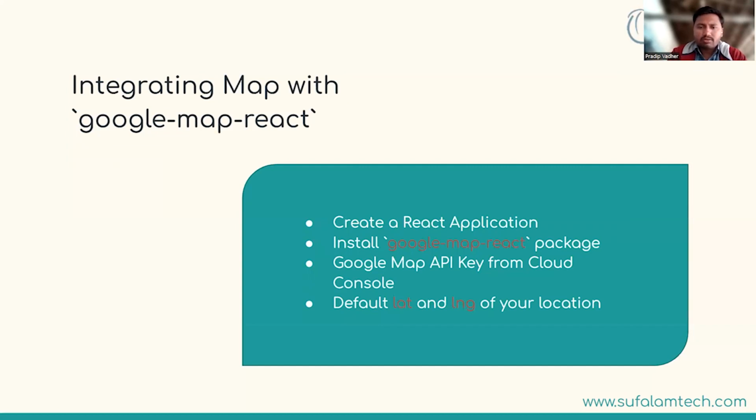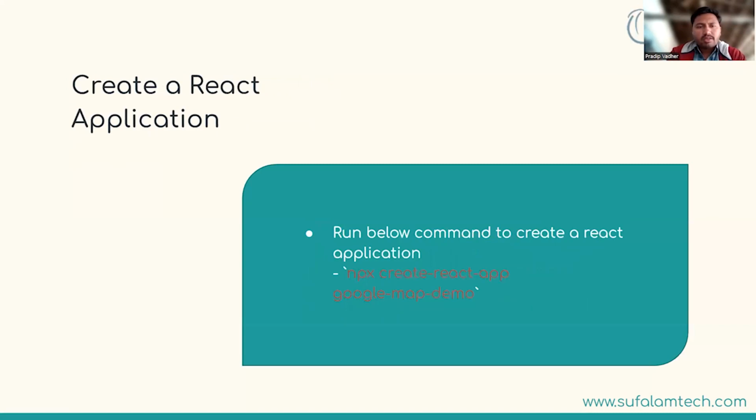First of all, we have to create a React application. Then we will install a Google Map package, and also we have to get the keys from the Cloud Console and the default lat and long for the current location or any predefined location. So let's create a web application. We have to use npx for creating a React application. So I write npx create-react-app and the name of the project. I chose google-map-demo as my project name.